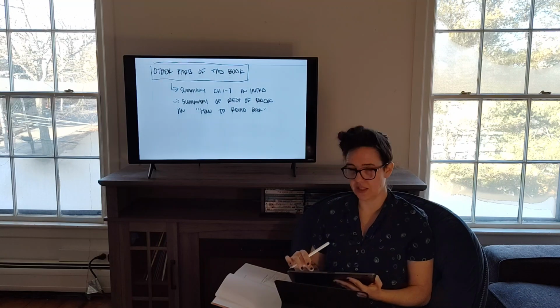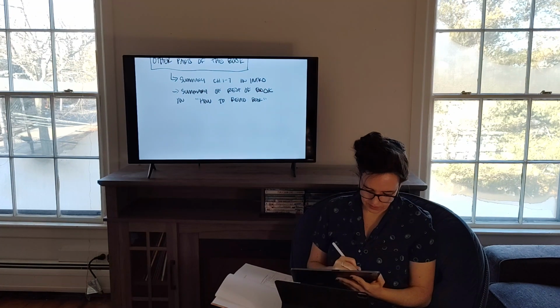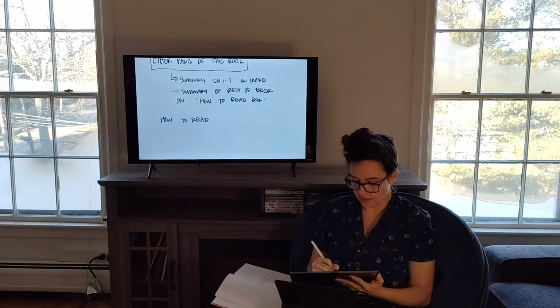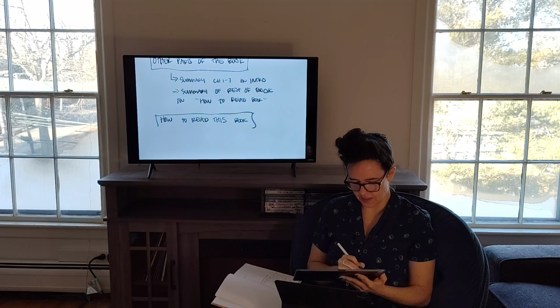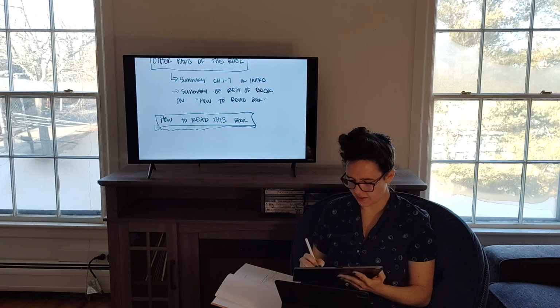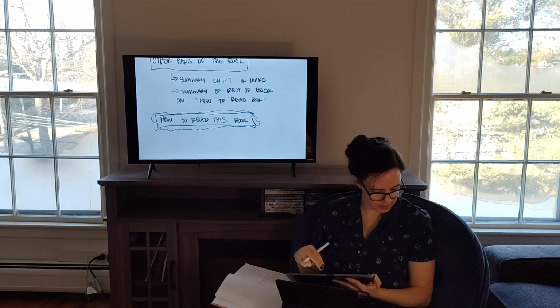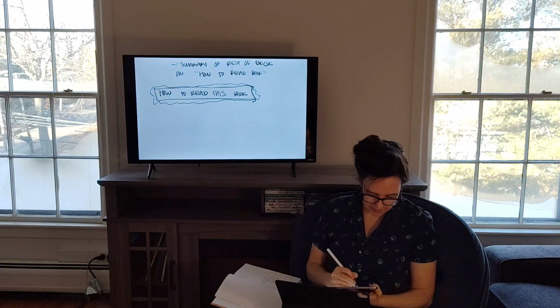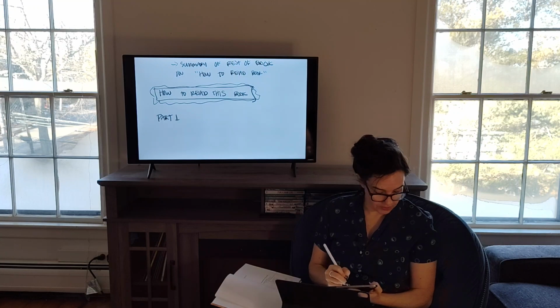Okay. We need to read the book to understand the intro. So I just will mention what's in the how to read this book. There's a couple of things that I thought we should just play around with a little bit. Okay, so part 1 of this book, maybe we'll get to in a few years.